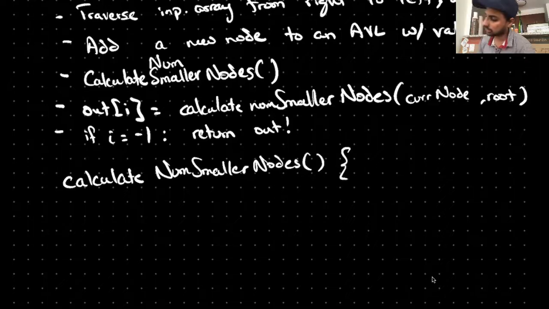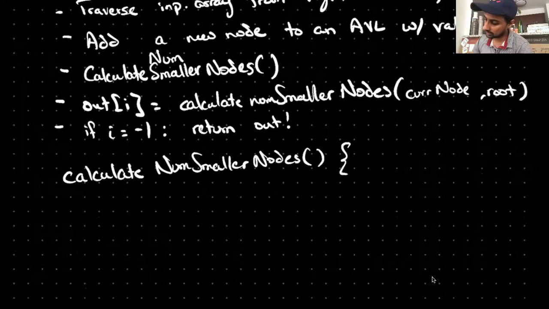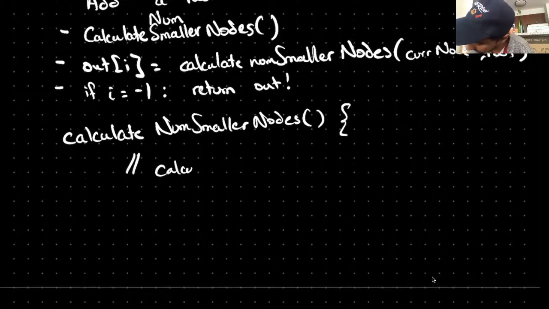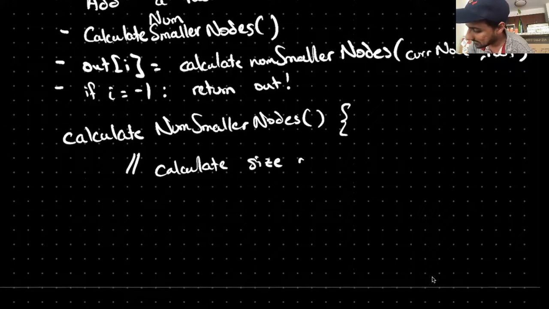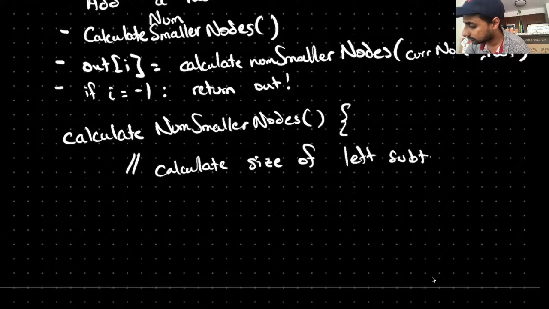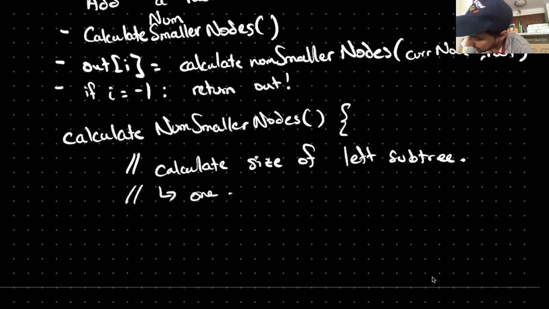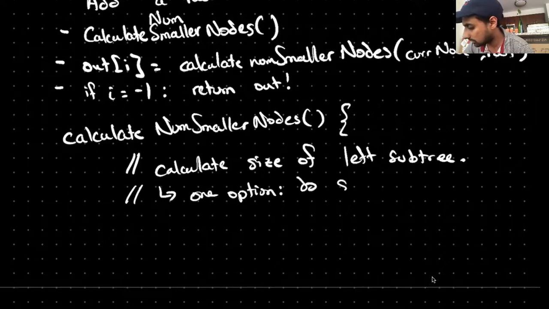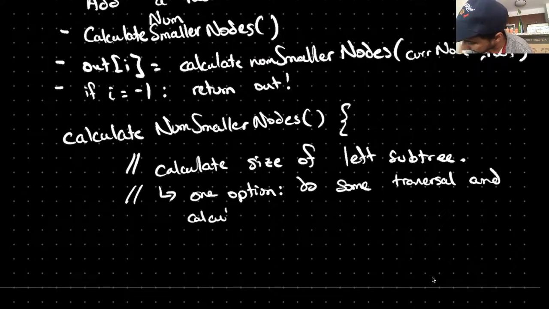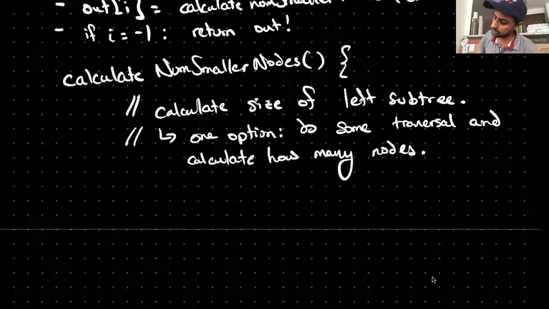So basically this is going to be called after we insert a new node. We're going to take in our node wherever we are, and then calculate the size of the left subtree. That should be pretty straightforward. In some way, we could potentially just do any sort of traversal. One option: do some traversal and calculate how many nodes. So we should be able to do that.